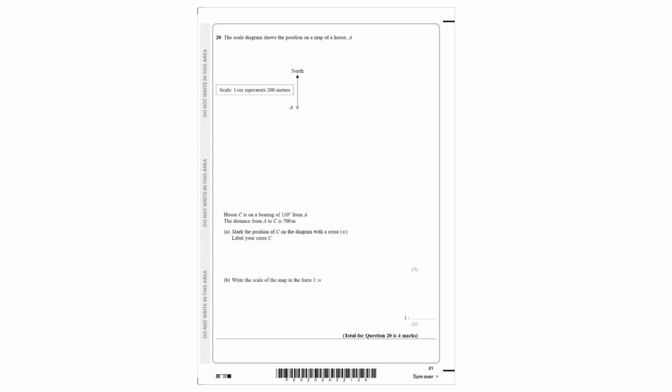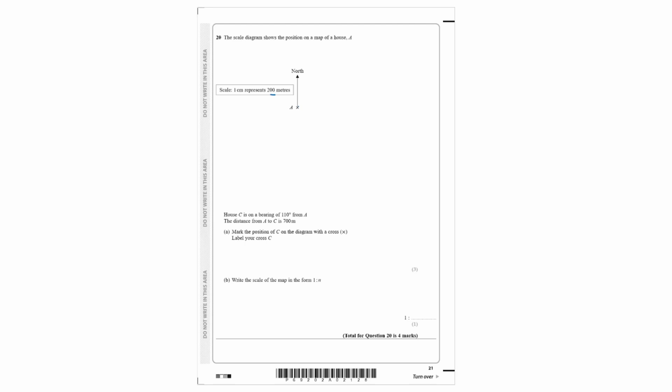The scale diagram shows the position on a map of a house A. Scale is 1 centimeter represents 200 meters. House C is on a bearing of 110 degrees from A. The distance from A to C is 700 meters. Mark the position of C on the diagram with a cross.